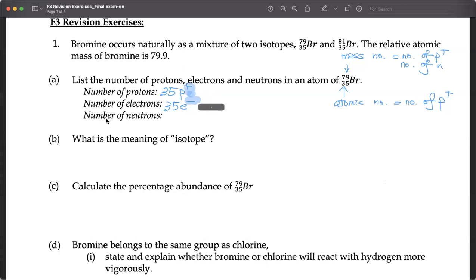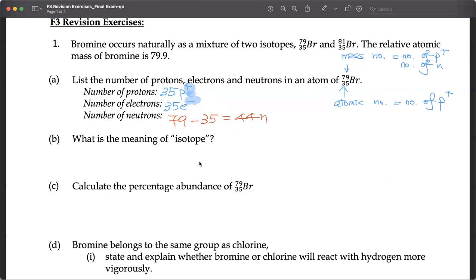The number of neutrons, we can find from the mass number. The number of neutrons plus the number of protons equals the mass number. As a result, it is 79 minus 35, which equals 44 neutrons altogether. So from the notation, we can understand the number of protons and neutrons.